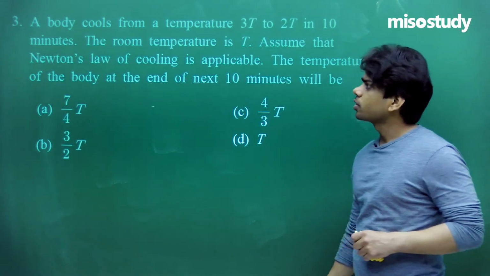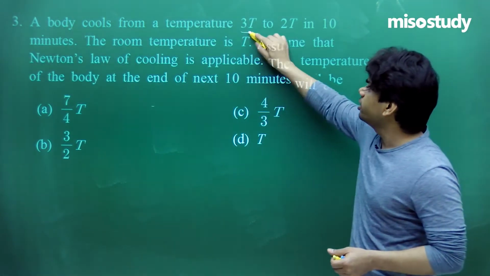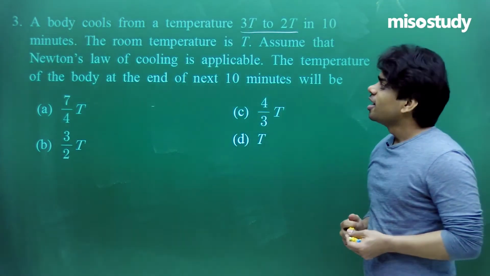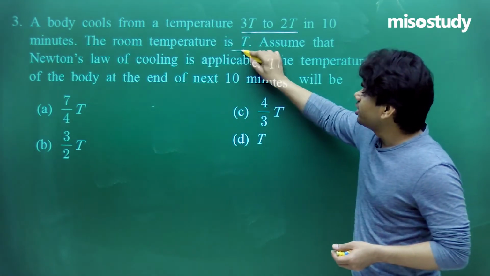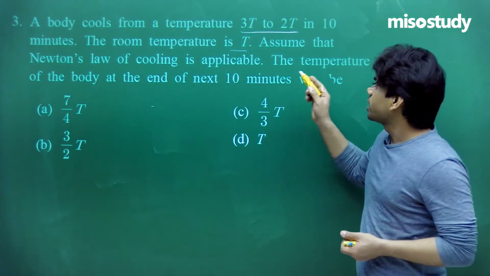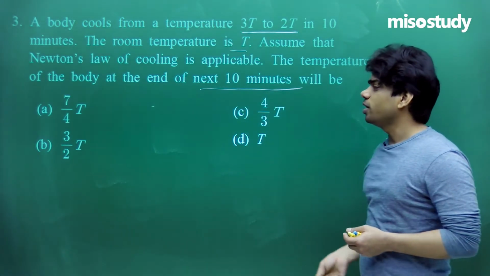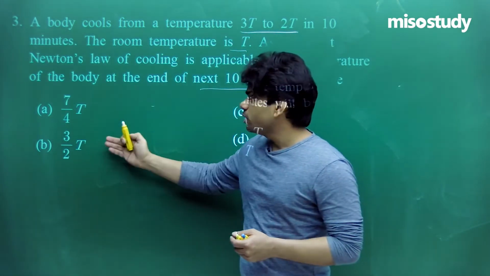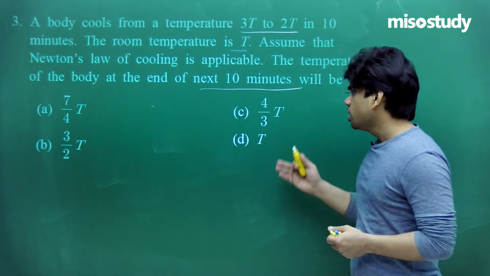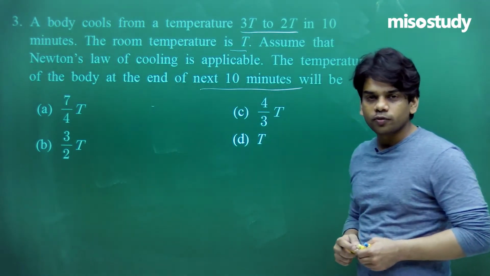Question number 3. A body cools from a temperature 3T to 2T in 10 minutes. The room temperature is T. Assume that Newton's law of cooling is applicable. The temperature of the body at the end of the next 10 minutes will be: A, 7 by 4 T; B, 3 by 2 T; C, 4 by 3 T; and D, T. This is what we are going to see.